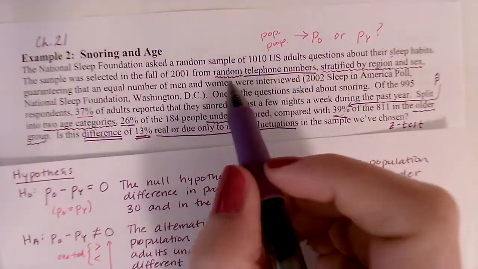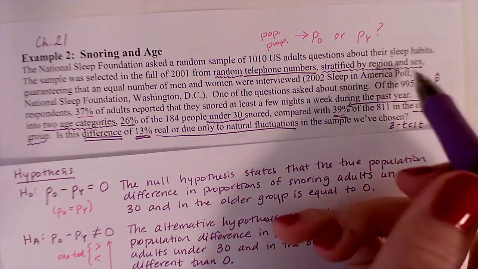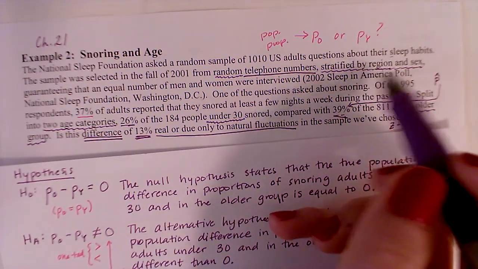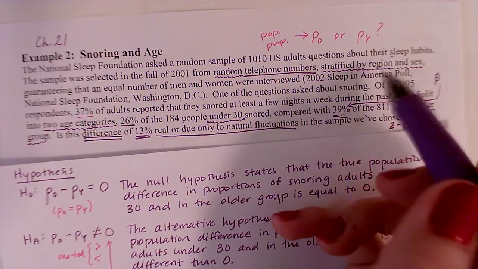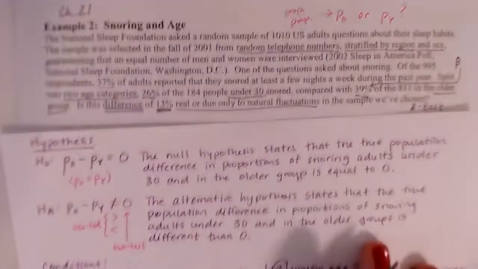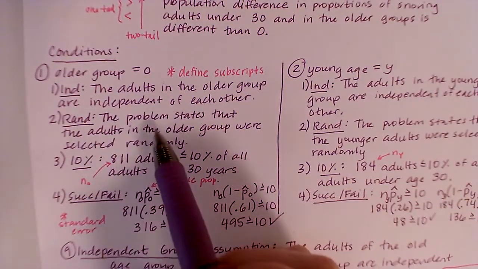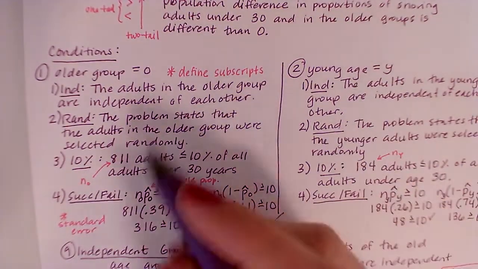In fact, they state here that they use random telephone numbers, that they're stratified by region and sex. That just means that they split them by groups of region and sex to make sure that there's an equal number of men and women. So we definitely know that they were randomly selected for the older group and for the younger group.